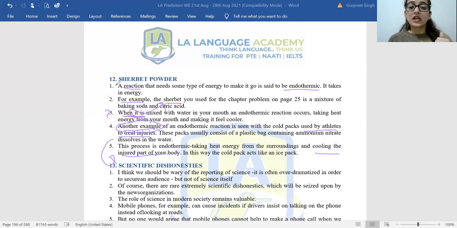So what we learned in this is definition comes first. If two examples are given, another example will come second. For example comes first. And then you just have to link sentences, which one is related to injury and which one is related to consuming something in the mouth. Should be termed as an easy one.